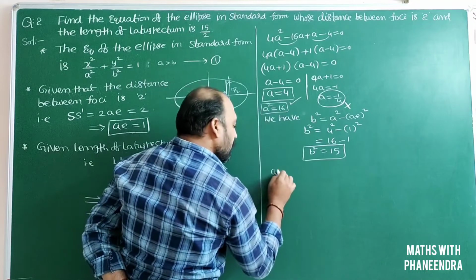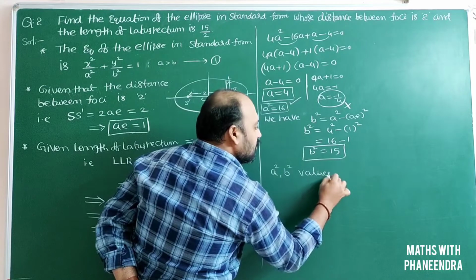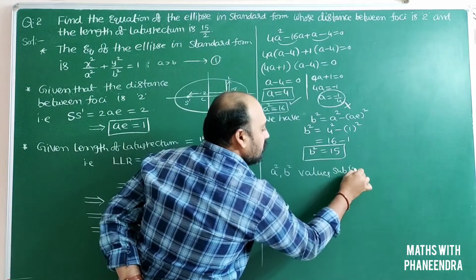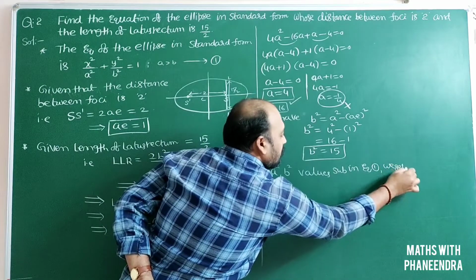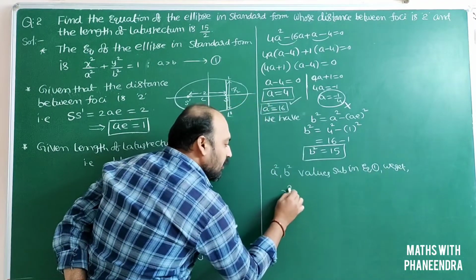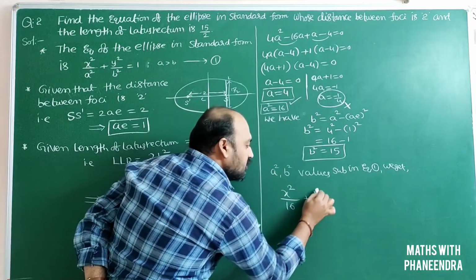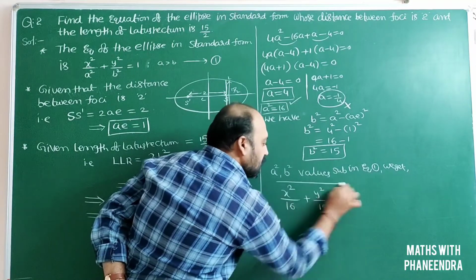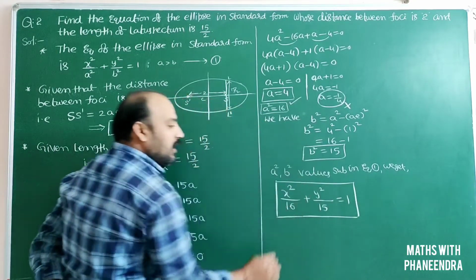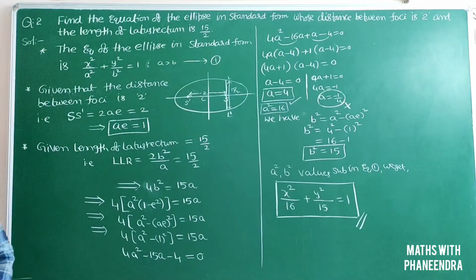So a square, b square values, substitute in equation 1. We get x square by a square is 16 plus y square by b square 15, which is the required equation of ellipse in the standard form. I hope everyone understands, dear students. We'll move to the next question.